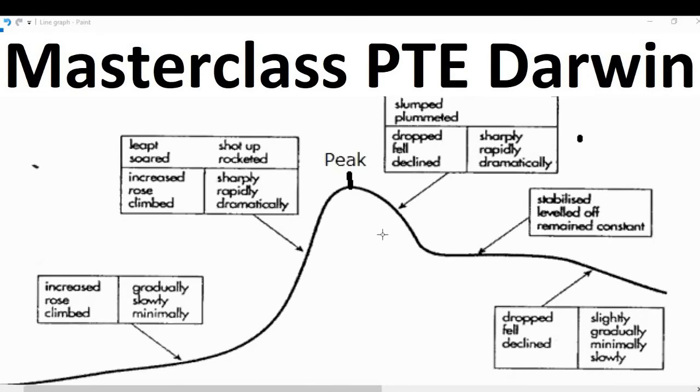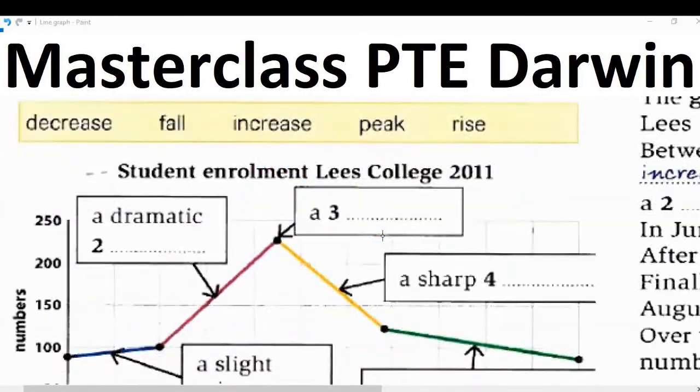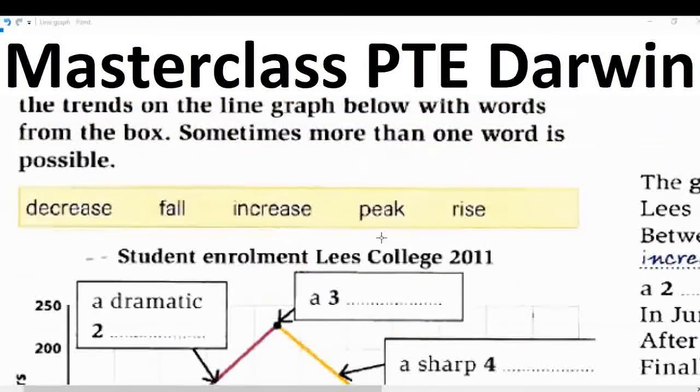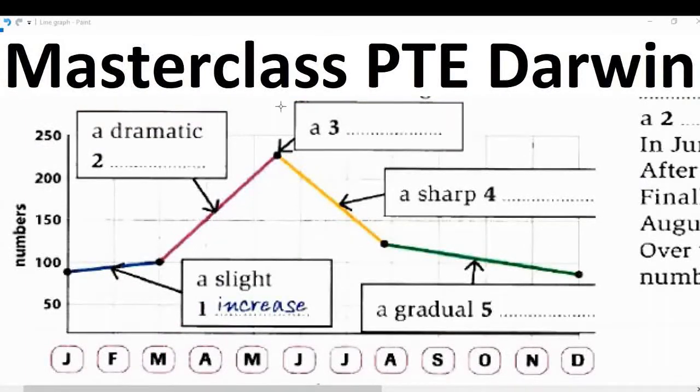Okay, now we go to a task. Suppose this is a task. You see here, the task is, now you need to describe this graph, student enrollment, Lee's College 2011. So what happened in Lee's College in 2011? So what can we write here? Dramatic increase. Yes, very good.